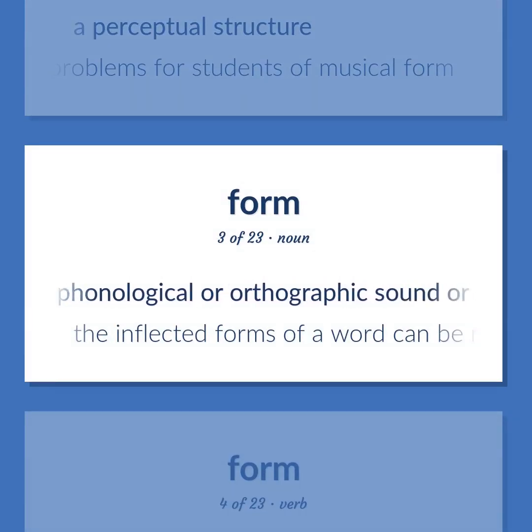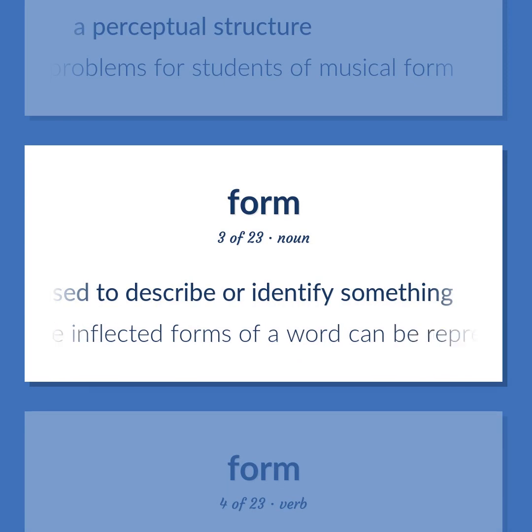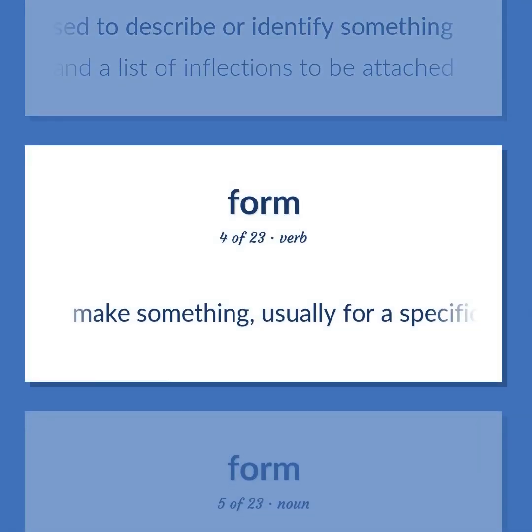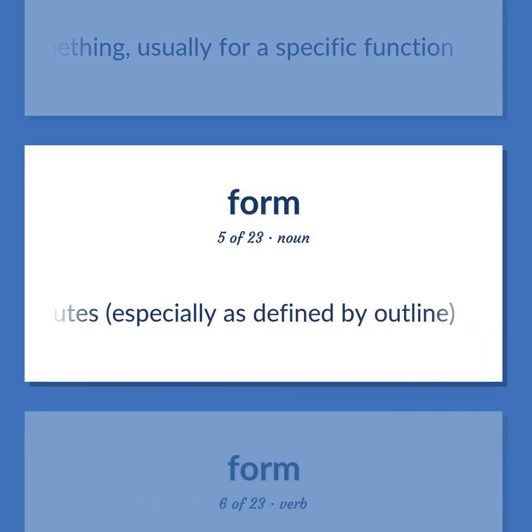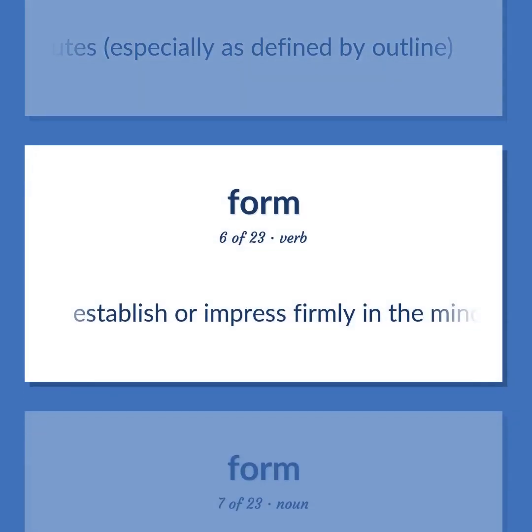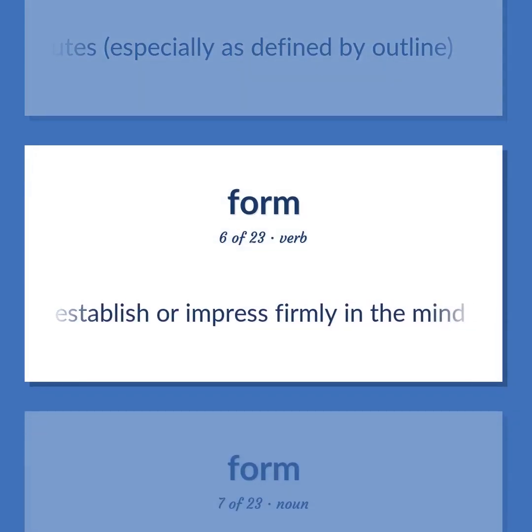The phonological or orthographic sound or appearance of a word that can be used to describe or identify something. The inflected forms of a word can be represented by a stem in a list of inflections to be attached. Make something, usually for a specific function. Any spatial attributes, especially as defined by outline. Establish or impress firmly in the mind.